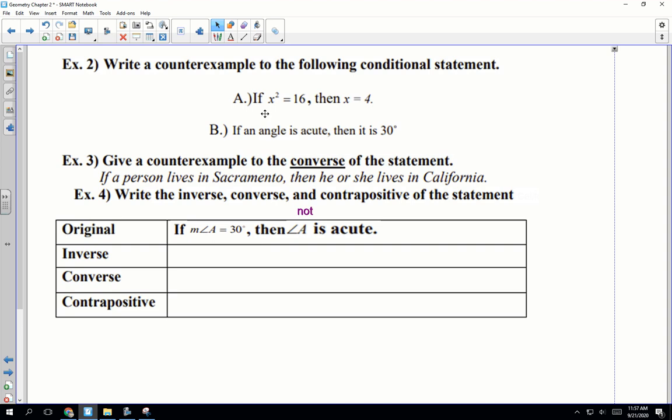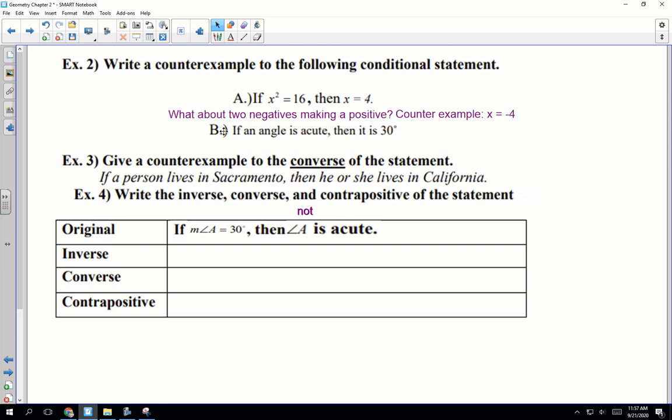In this case, because it's a square, I'm going to ask you to think about two negatives making a positive, because the squared means I'm going to multiply the two numbers together. So if it were a negative number, it would make a positive 16. So our counterexample is going to be x equals negative 4, because negative 4 squared is 16.